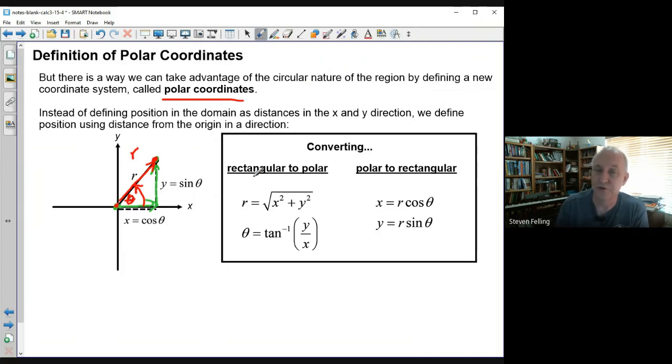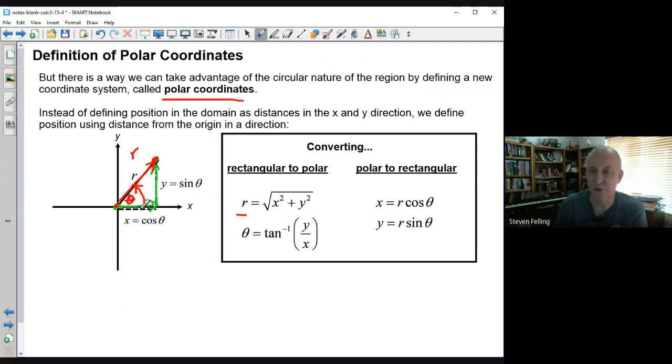To convert from rectangular to polar, we know that the radius is just the square root of x squared plus y squared, where x and y are the x and y components. And the angle is the inverse tangent of the opposite over adjacent, the y over the x. And to go from polar to rectangular, just like we did with vectors, the x component is the radius times cosine theta, and the y component is the radius times sine theta.